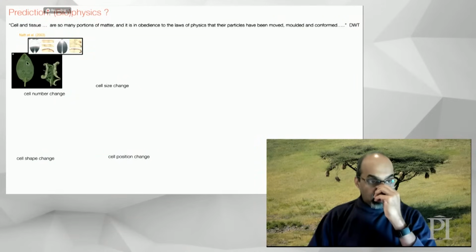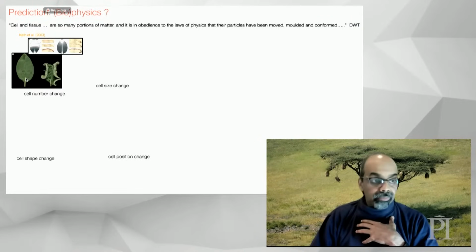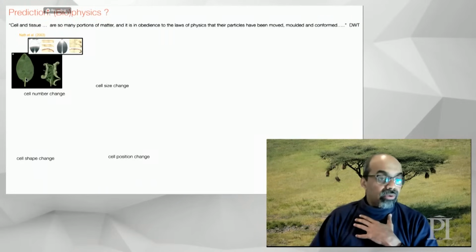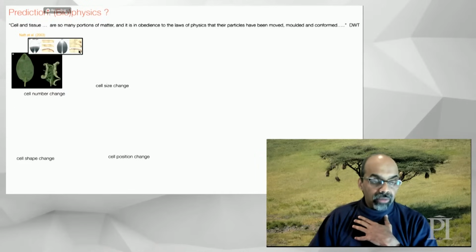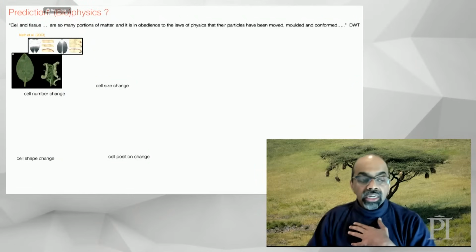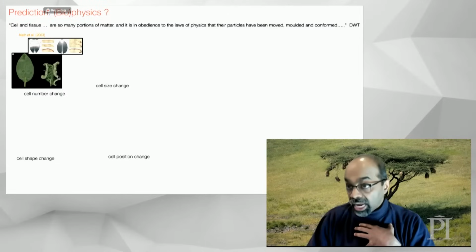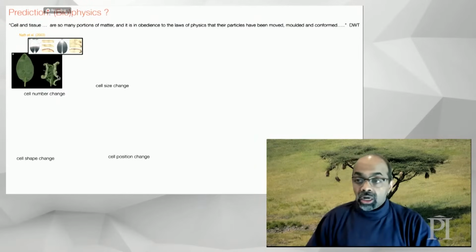Here's an example of how cell number change can lead to shape. This is a normal snapdragon leaf. I'll show you a snapdragon flower in a little while. And there are mutants which you can use to induce growth along the edge. And if you induce growth along the edge relative to the center, shown over here using a marker, it turns out that when the edge grows much more than the center, the snapdragon leaf switches and looks like a potato chip. And in fact, it's not an accident that it looks like a potato chip, because a potato chip also has edges which are crinkled.